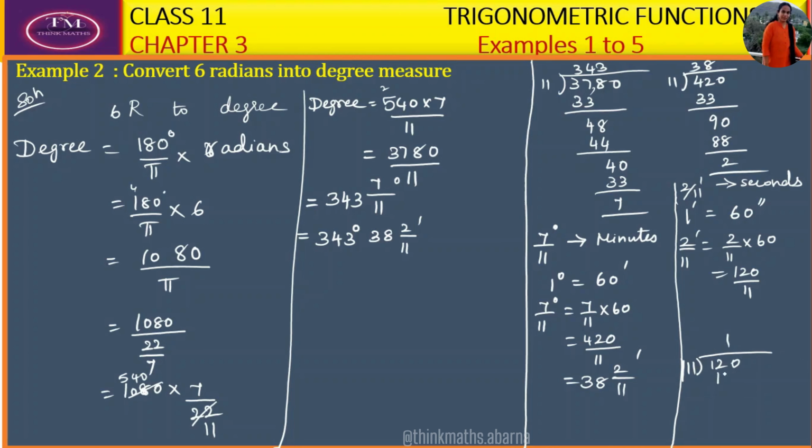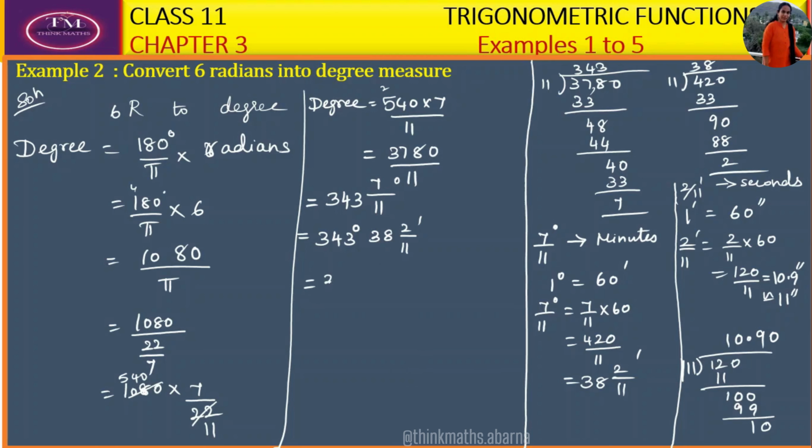If we divide 120 by 11, 1 11s are 11. Balance is 1, 10. 10 is not divisible by 11, so put 0, and put a decimal point. So 9 11s are 99. Balance 1. If you take 0, this is not divisible, so put 1 0. I think this is enough. Two decimal places are enough. So this is nothing but 10.9 seconds. It is approximately equal to 11 seconds.